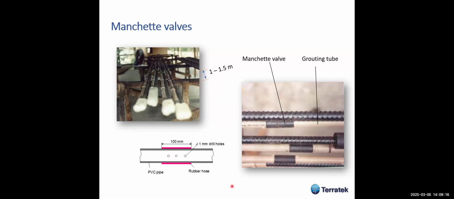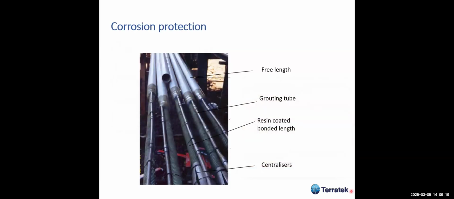So these are the techniques that are used. This photograph is about 1990. At this time, corrosion protection was a major issue for long-term application of ground anchors. What we see here is a free length, the grouting tube, the resin-coated bonded length, and centralizers. I'm going to describe all these details, for ground anchors in which we have a grouted length and a free length. So let's have a look.